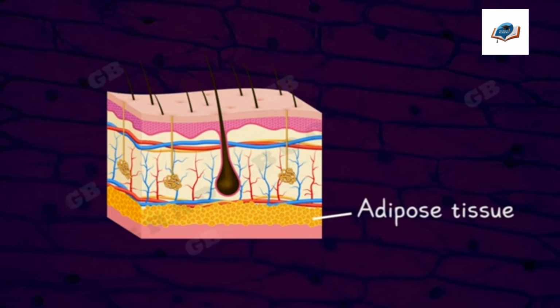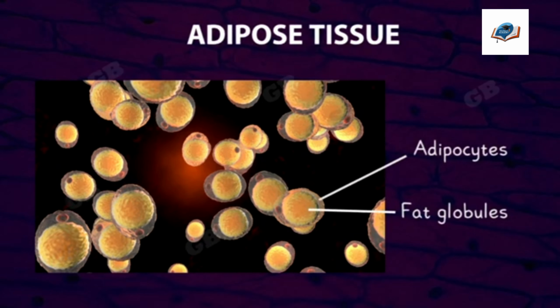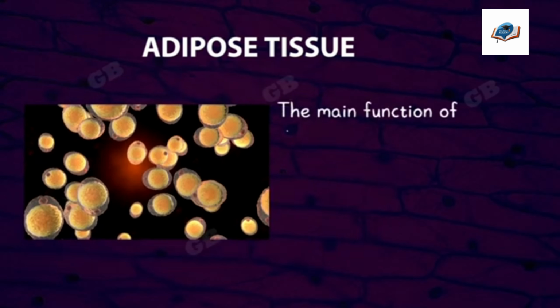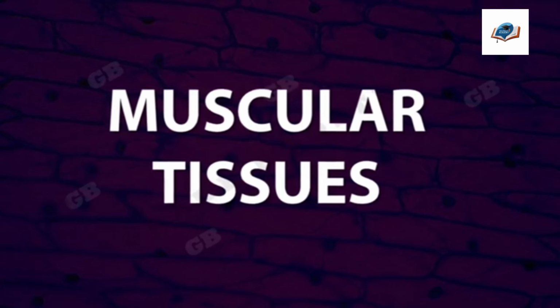Adipose tissue. Adipose tissue is found below the skin and between internal organs. It contains cells called adipocytes, which are filled with fat globules. The main function is to store fats, which serve as an energy reserve. It also acts as an insulator, helping to regulate body temperature by preventing heat loss.